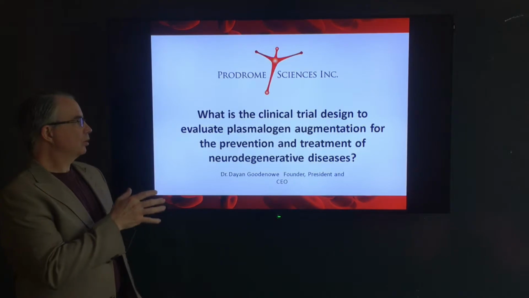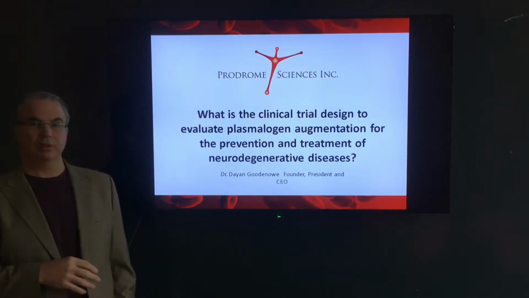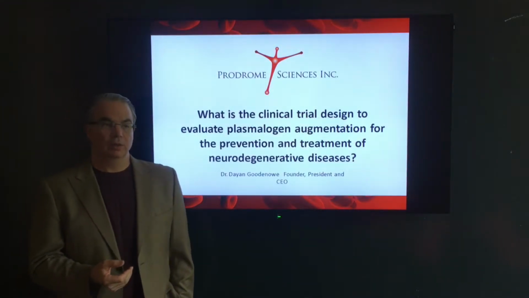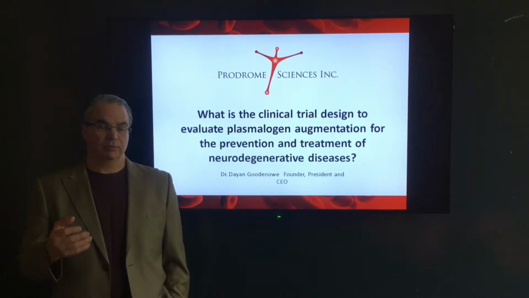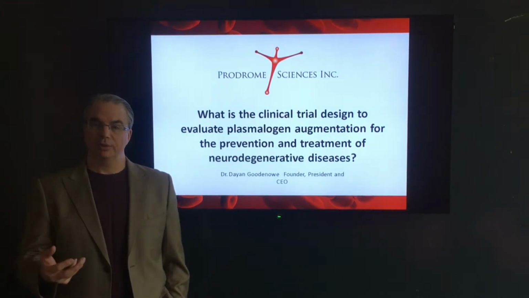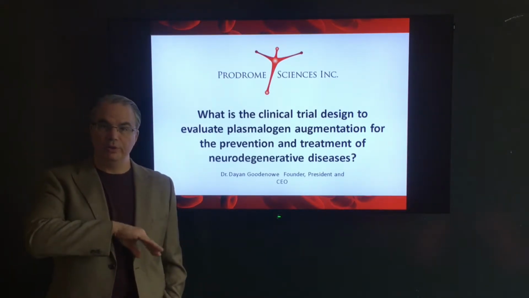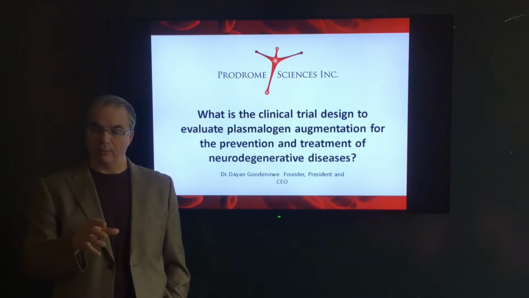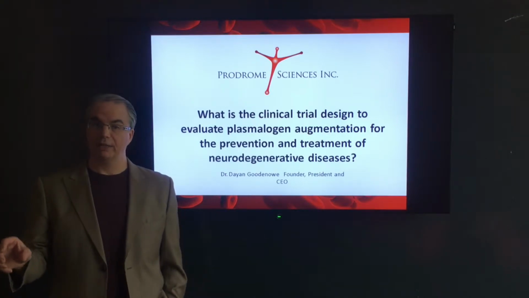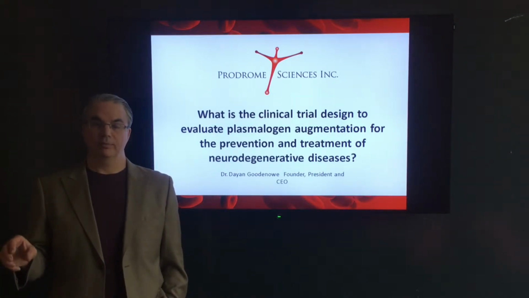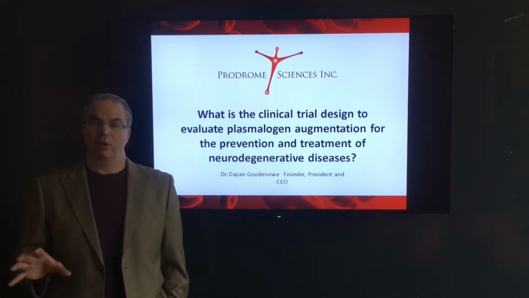What is the clinical trial design to evaluate plasmalogen augmentation for the prevention and treatment of neurodegenerative diseases? So we've done an extensive amount of research on plasmalogen levels epidemiologically in aging, how they decrease as we age. We know the distribution in the population, how many people have high levels versus low levels. We know that people with high levels have a dramatically reduced rate of dementia in the population. So we have a large amount of knowledge about this.